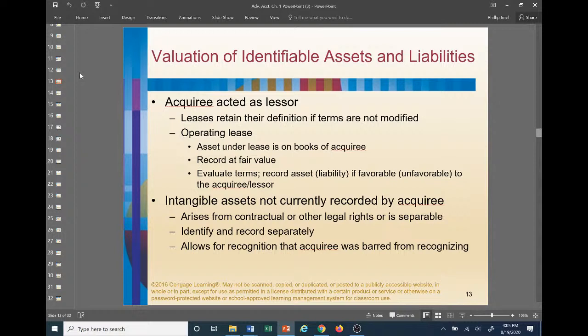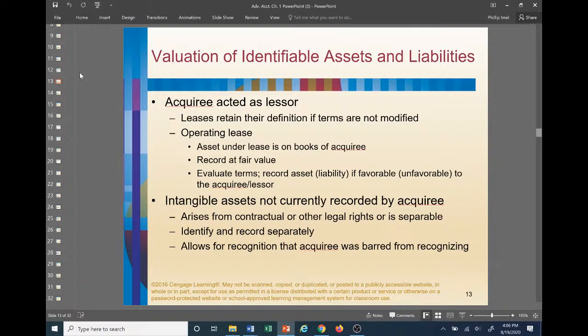Now, intangible assets not currently recorded by the acquiree. This is going to arise from contractual or other legal rights, or if it's separable. Identifying and recording separately allows for recognition of assets that the acquiree was barred from recognizing. What this is saying is we've identified some intangible assets that were not previously on the books of the acquiree, and as it says here, they arise from contractual or other legal rights or are separable.